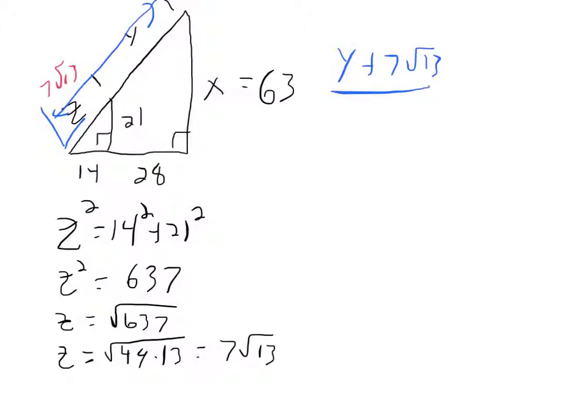So the length of the longer side is y plus 7 square root of 13. The length of this side would be 14 plus 28, that's 42. And if we go to the smaller triangle, Z, or 7 square root of 13, over 14.